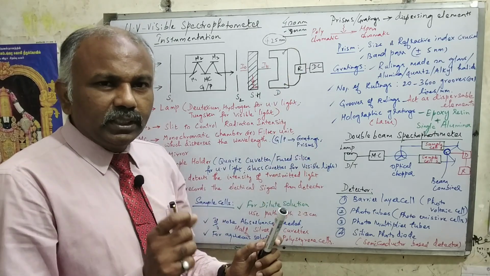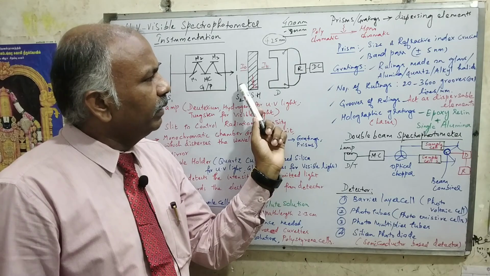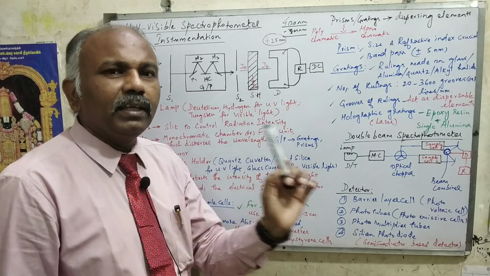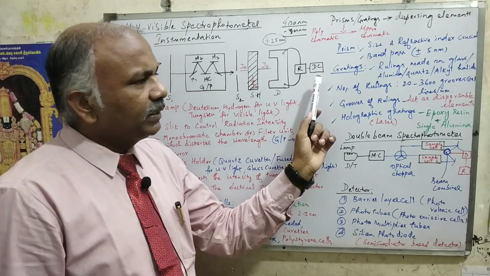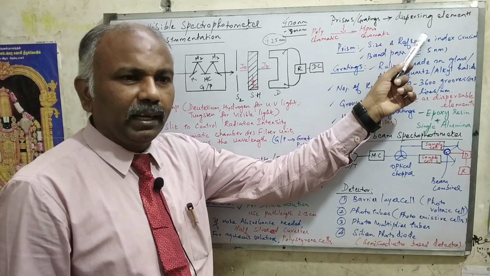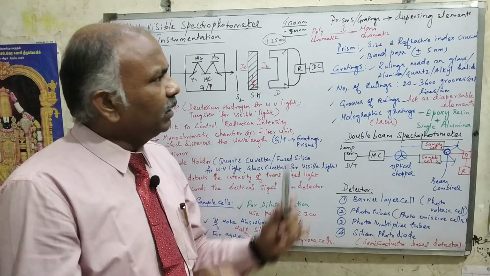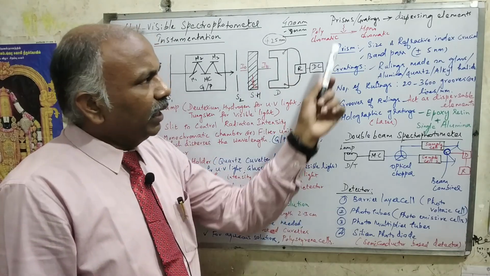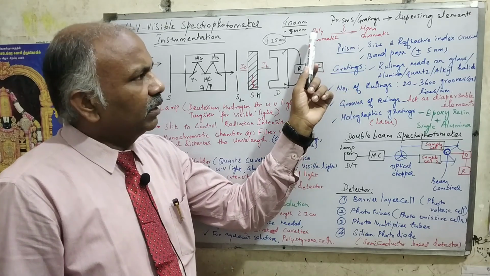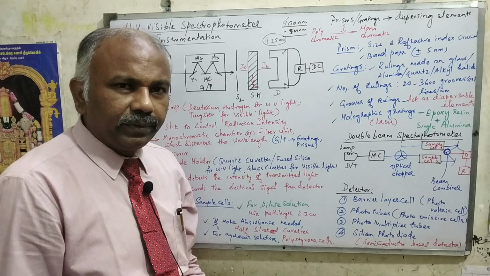So if I use this prism or gratings, how accurately will this 425 nanometer be delivered to the sample cell? This is a very, very important thing, right? When I discuss this aspect, the prisms and the gratings are acting as the dispersing elements. They disperse the radiation of a specific wavelength, say 425 nanometer. Or in other words, the prisms and gratings convert the polychromatic light radiation into monochromatic light radiation, right?